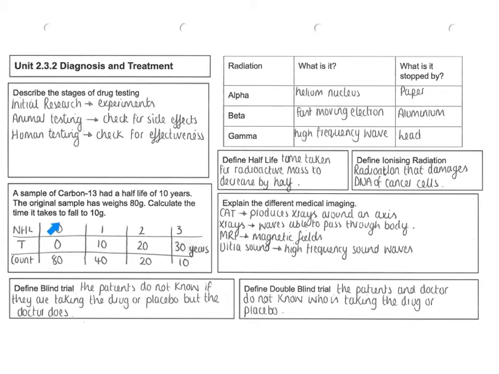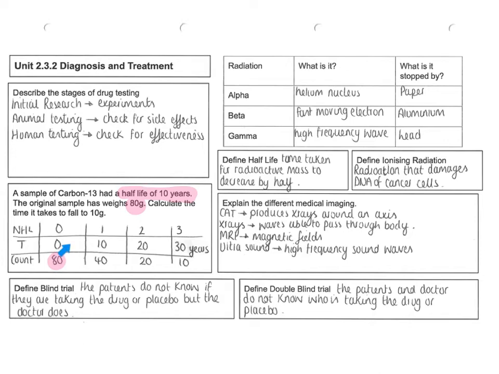So the number of half-lives, we're going to start from 0. We're going to go up 1, 2, 3. And our time then starts at 0, and it's going to go up every 10 years. And it goes up every 10 years because in the question, it tells us the half-life is 10 years. And the count then, it starts at 80, so that's where we get my 80 from. And the half-life, every 10 years, it's going to halve.